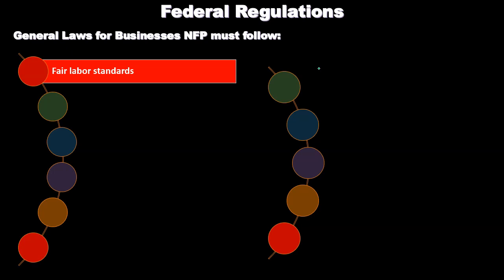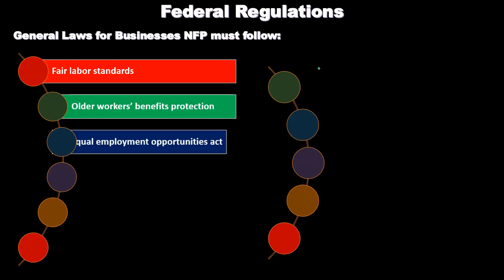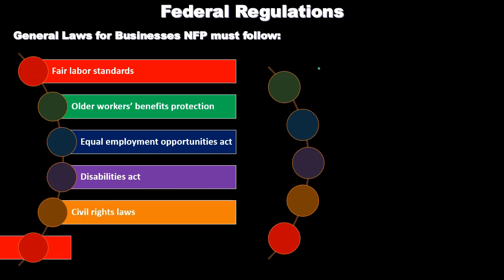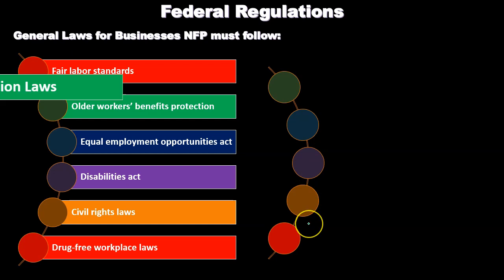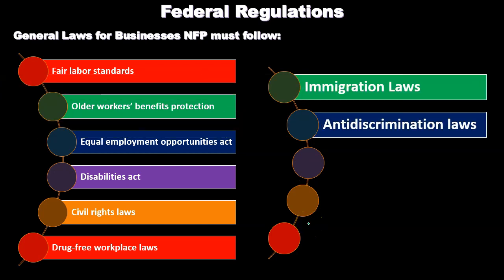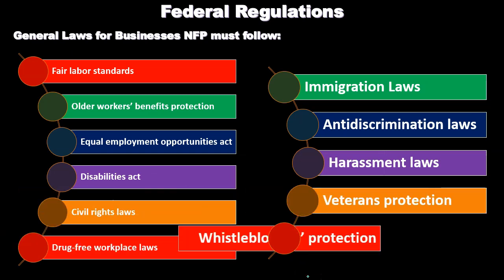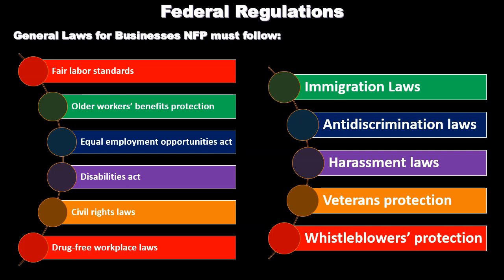So general laws for businesses that not-for-profits must follow as well include things such as the Fair Labor Standards, Older Workers Benefit Protection, Equal Employment Opportunity, Disabilities Act, the Civil Rights Act, Drug-Free Workplace Laws, the Immigration Laws, Anti-Discrimination Laws, Harassment Laws, Veterans Protection, and Whistleblower Protection. We're not going to go into these in a lot of detail because, again, these are the types of laws that need to be followed, whether we are a not-for-profit organization or a normal business organization.